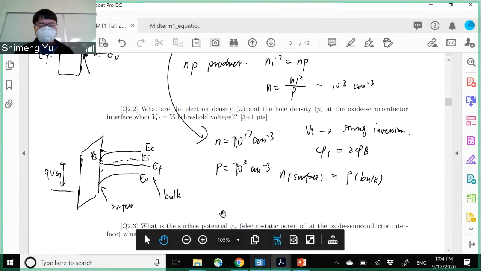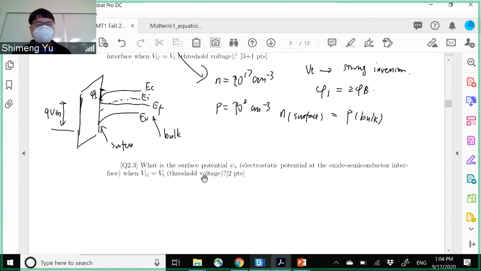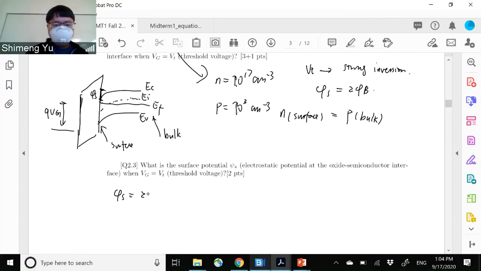Okay, then the next, what is the surface potential phi s at the threshold voltage? So this is what we just discussed here. At the threshold voltage, then the phi s equals 2 phi b. But we need to calculate this one. So how to calculate the 2 phi b? So first, what is phi b?